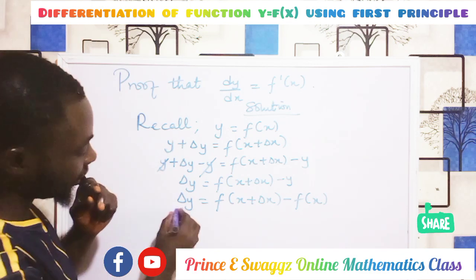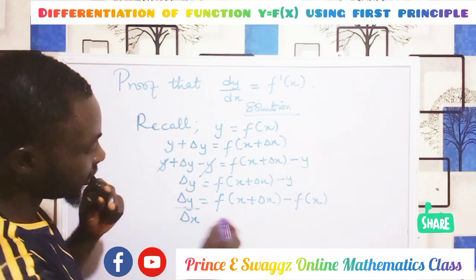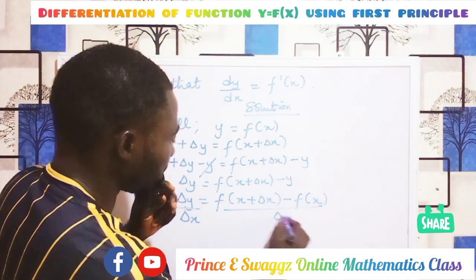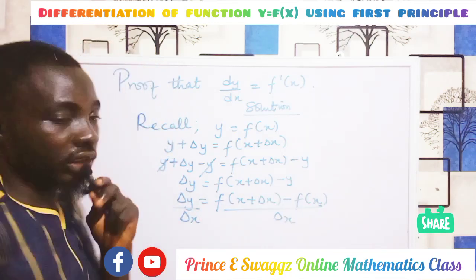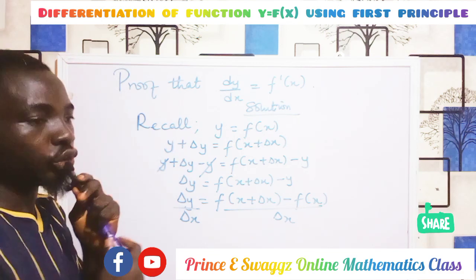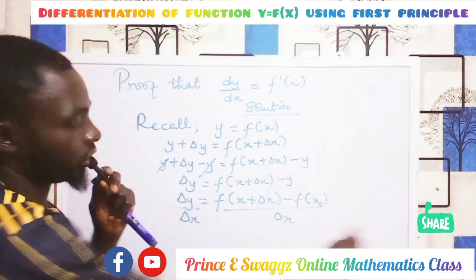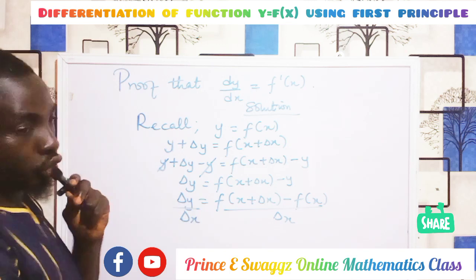So the next thing to do from our knowledge of first principle is divide both sides by delta x. This divided by delta x, the whole of this divided by delta x. Nothing can cancel again. So the next thing to do is to find the limit of this equation.